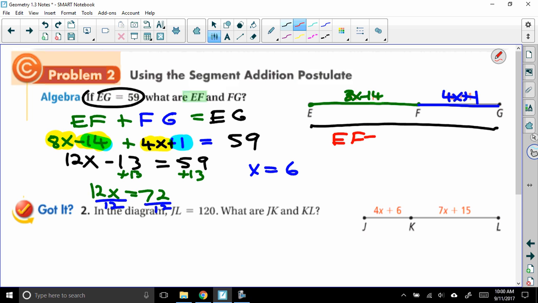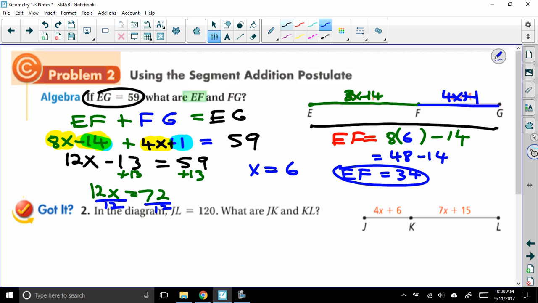So EF was represented by this 8x minus 14, and we said x is 6. That's going to be 8 times 6 minus 14, or 48 minus 14. So that's going to be 34. EF is 34. Maybe I should have used green because that's what I used earlier. EF is 34. Okay. So the cool thing is, now that you know what EF is, there's several different ways to get FG.